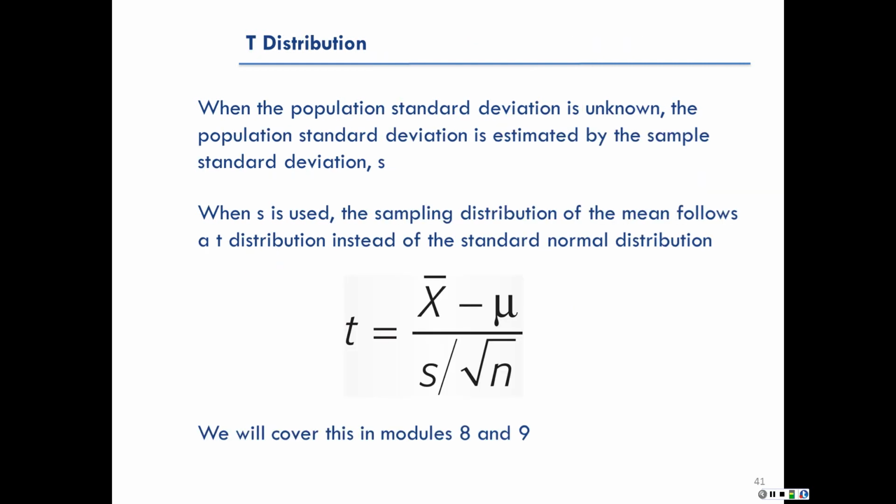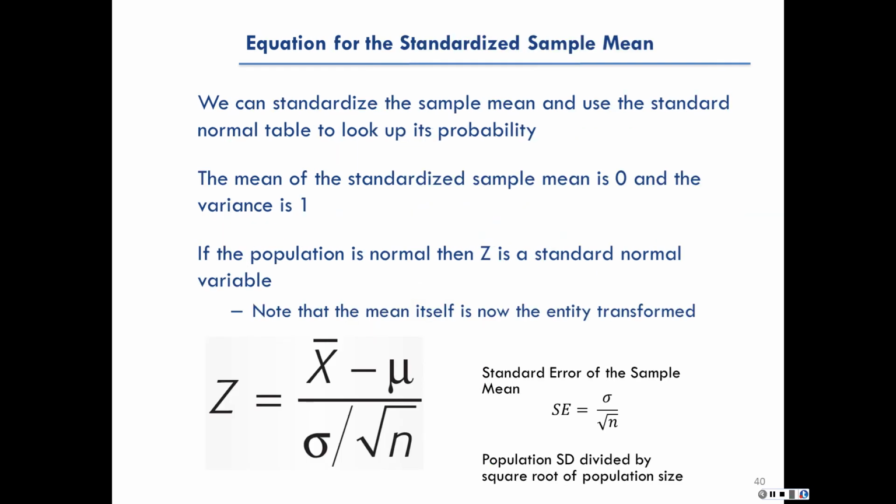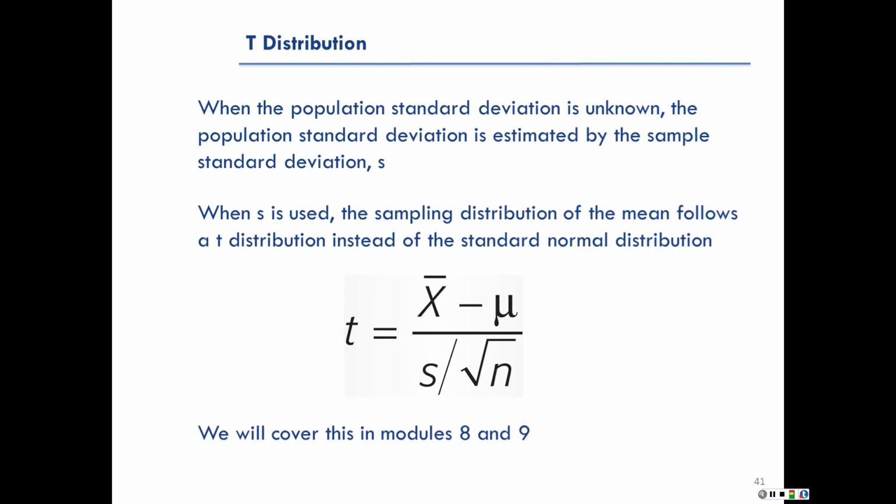Okay, I'm briefly going to mention the t-distribution here. Because you might say, well, hey, what if we don't know the population standard deviation? That's the whole reason why we're sampling, right? Of course. So when the population standard deviation is unknown, it can be estimated by the sample standard deviation S. And when S is used, then the sampling distribution of the mean changes and it follows a t-distribution instead of the standard normal distribution. You can see the formula for it there. Don't worry about it yet. We will be covering this in extensive detail in modules 8 and 9.